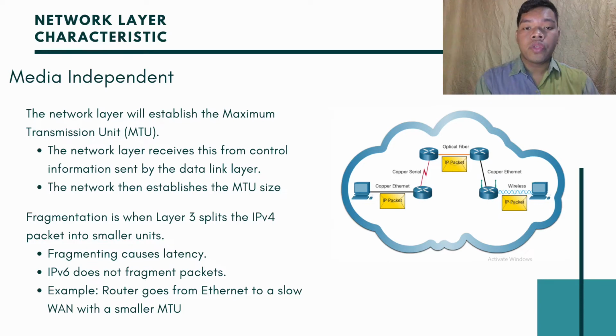Fragmentation is when layer 3 splits the IPv4 packet into smaller units. Fragmenting causes latency. IPv6 does not fragment packets. An example of this is when a router goes from Ethernet to a slower link with a smaller MTU.